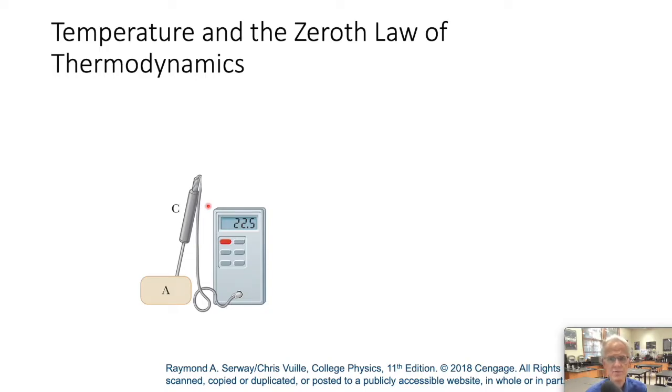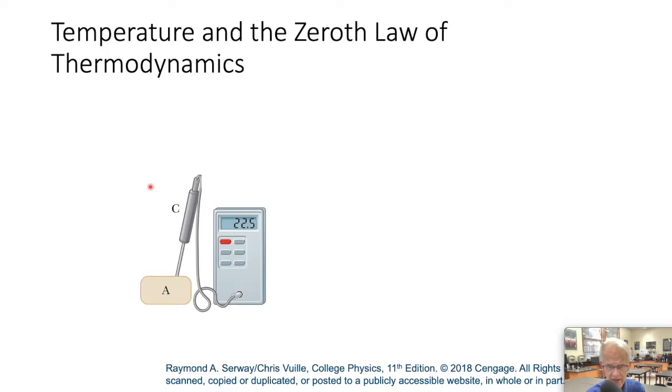Let's say we have two objects and they are in thermal contact. Let's say our thermometer here and some object A. Two objects are in thermal contact if energy can be exchanged between them. Two objects are in thermal equilibrium if they are in thermal contact and there's no net exchange of energy. So heat is the exchange of energy between two things because their temperatures are different. Now we're going to look at that in a lot more detail a little bit later.